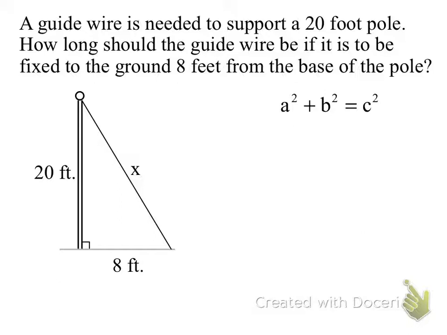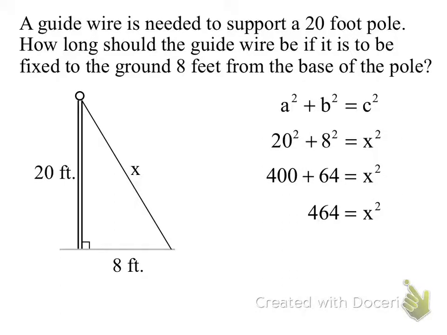All right, so now let's check our work. I'm substituting in for the a and the b, the 20 and the 8, and x squared for my hypotenuse. Should have gotten 464. I take the square root of both sides. And what do we get? 4 and 16. You're breaking it down. And that's 4 and 29. 4 radical 29.